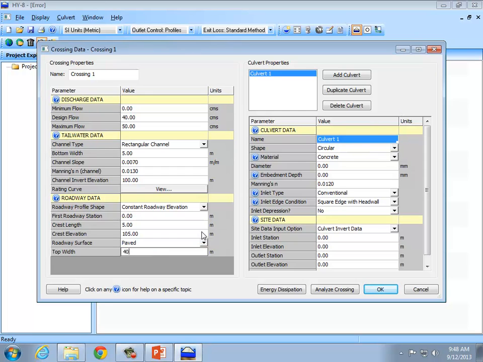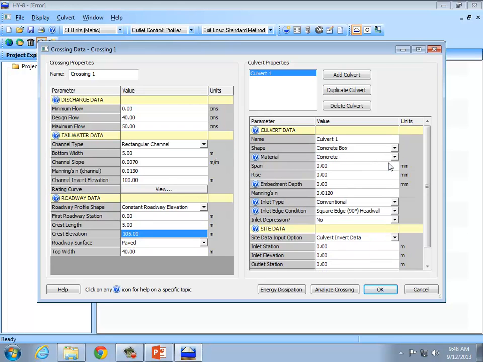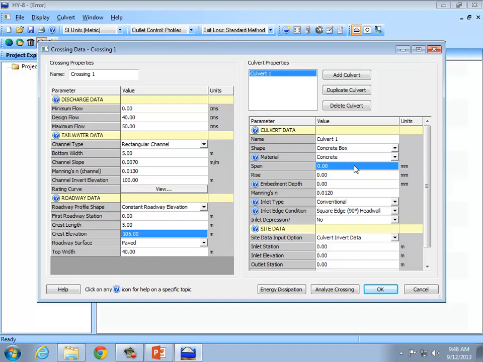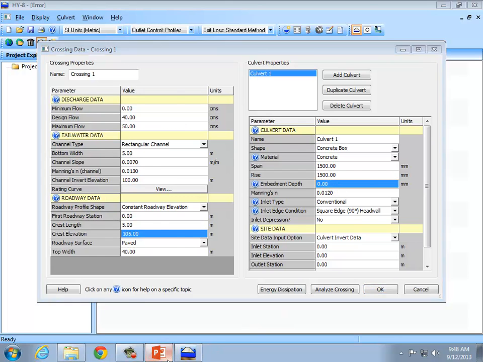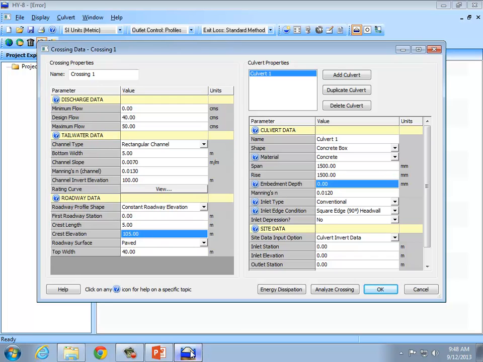Okay, now we get to put in the information about the culvert. It's not circular. We have to switch this over to a concrete box because it's a concrete box that's 1,500 millimeters by 1,500 millimeters. So the span is 1,500 and the rise is 1,500. We'll leave embedment depth blank, and the n value of concrete that we used was 0.013.